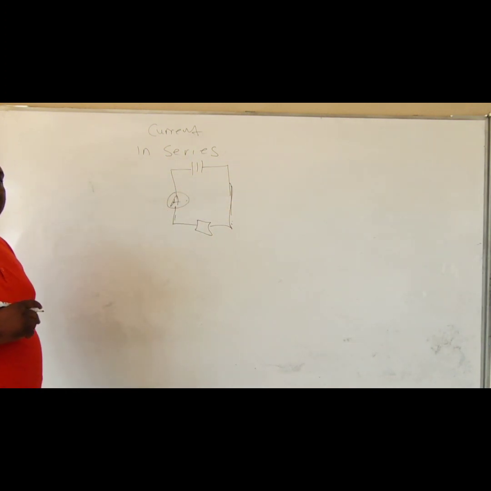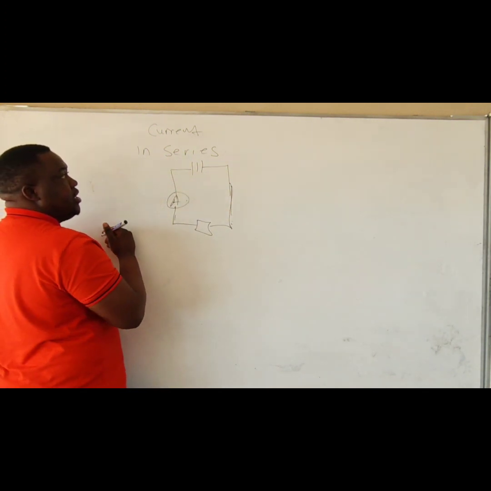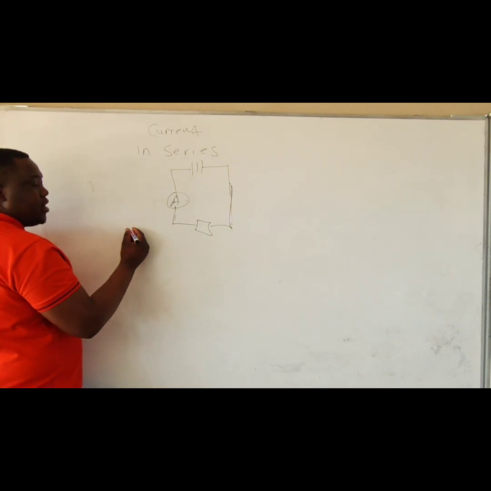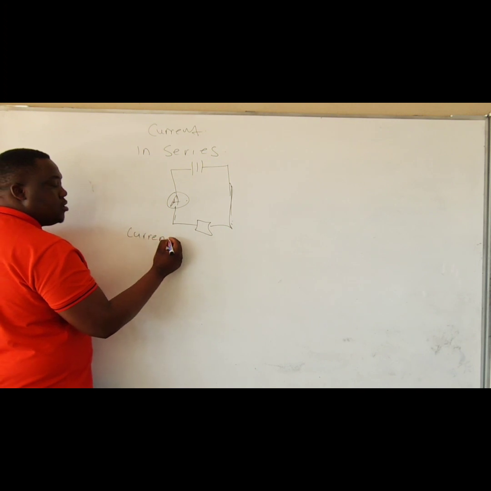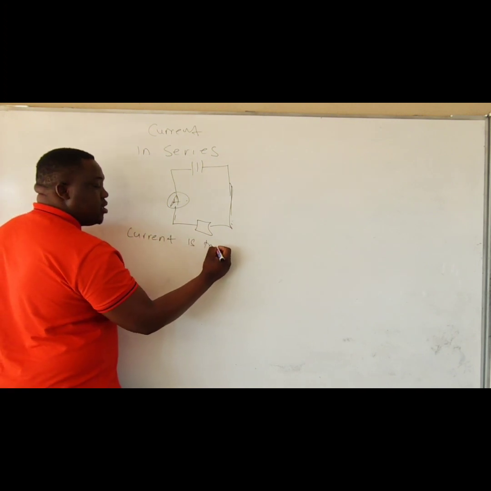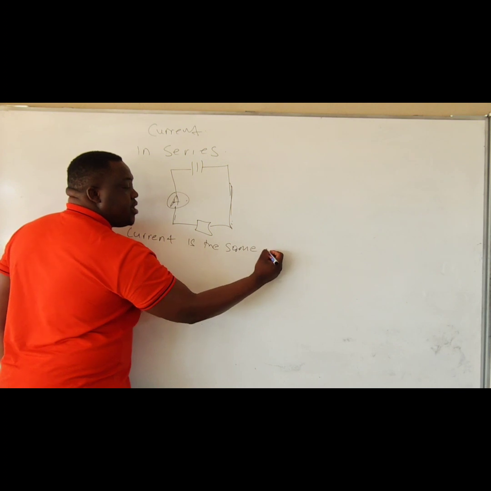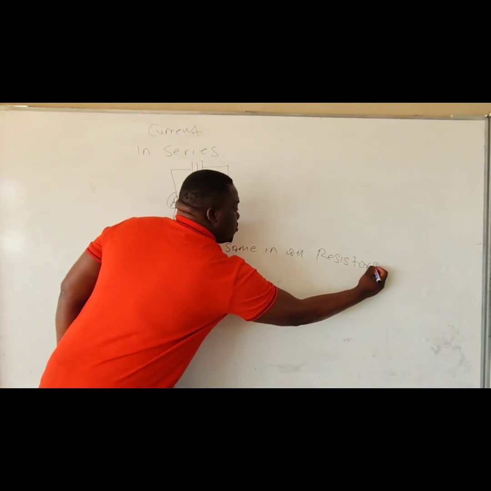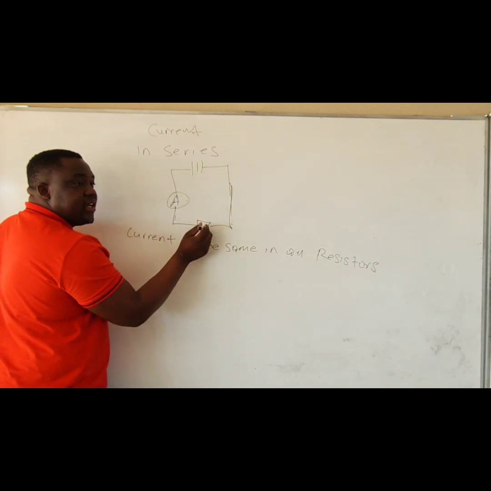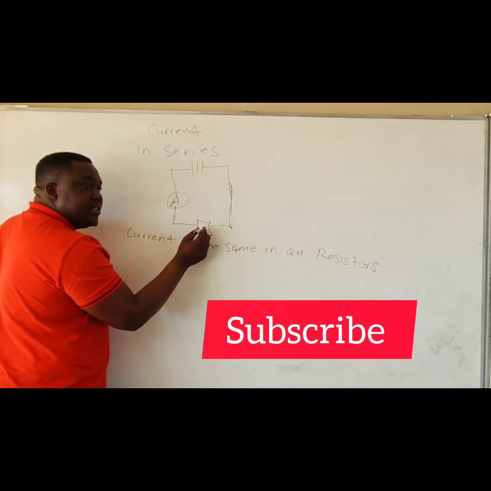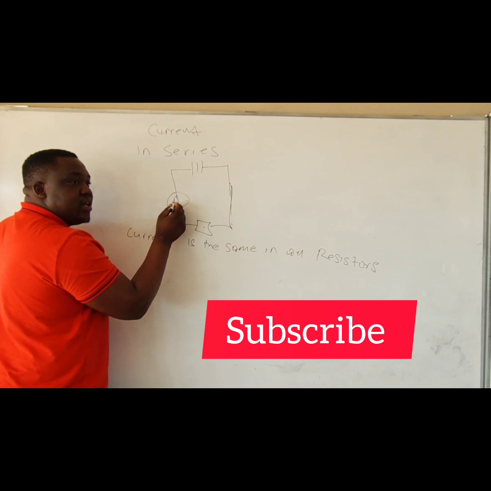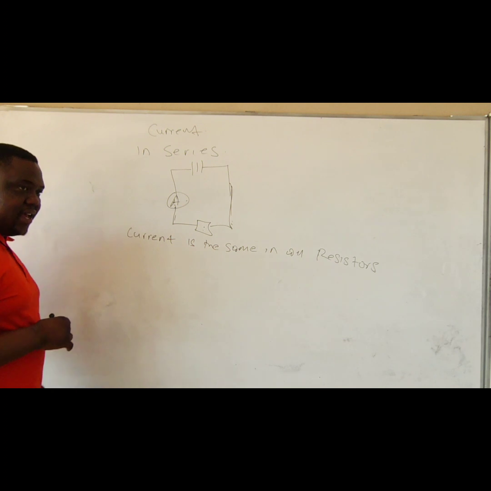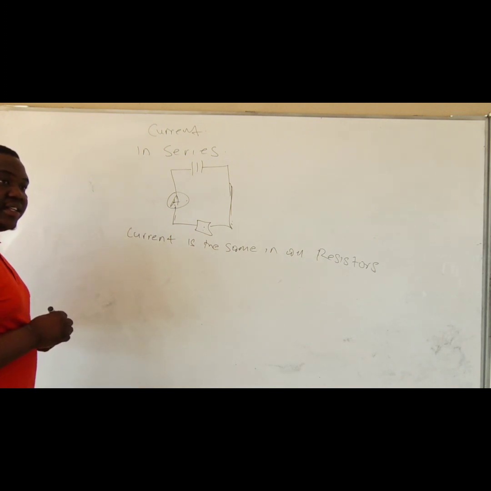So, what can we say about current in series? Current is the same in all resistors. They can say calculate the current here. It is the same, right? Current is the same also here. Current is the same in series. Current is the same in all the resistors.